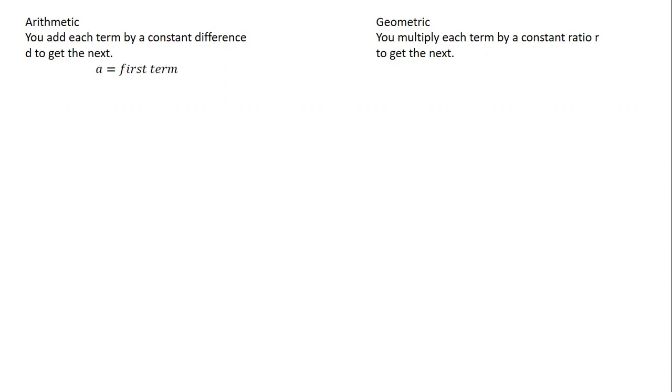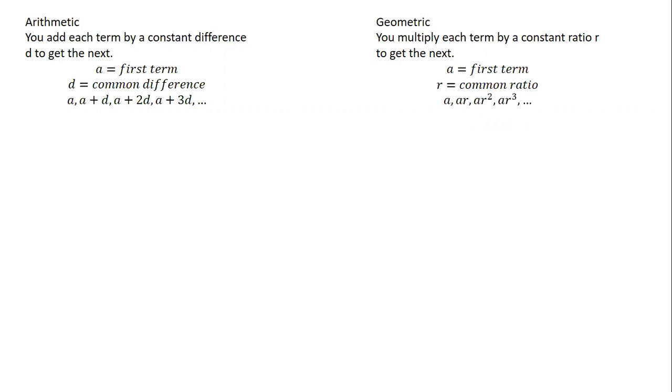For arithmetic, A is the first term, D the common difference. And so our sequence is A, A plus D, A plus 2D, A plus 3D, etc. For geometric, A is still the first term, but R is the common ratio. So we get the sequence A, AR, AR squared, AR cubed.